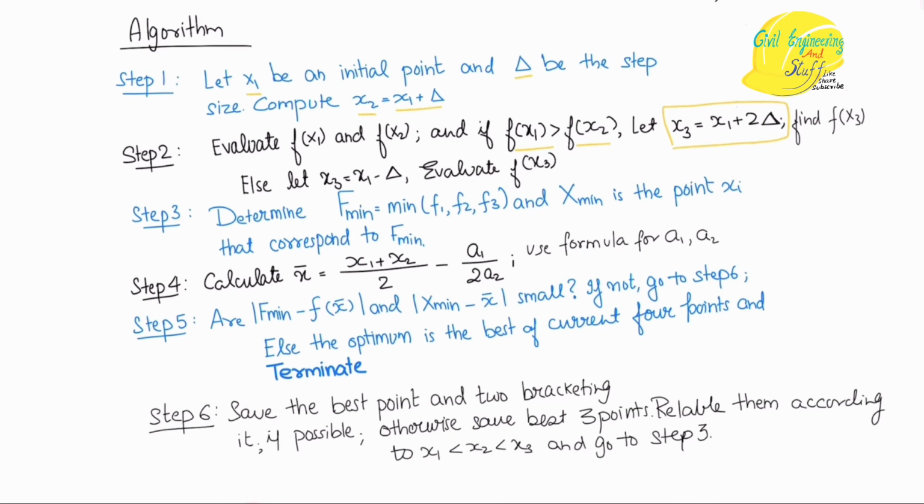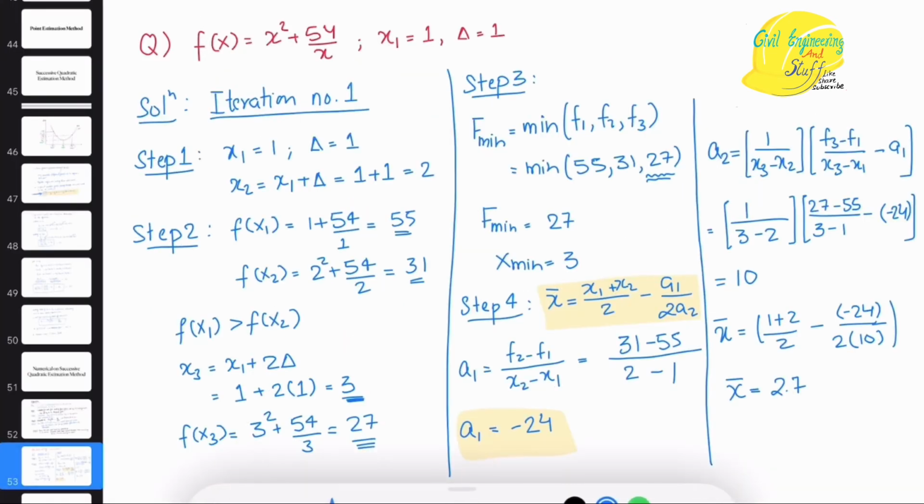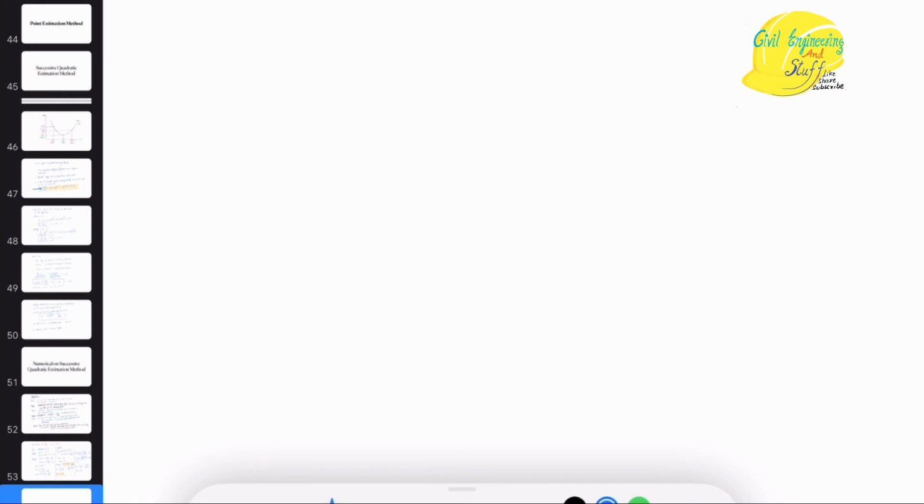So let's find out if the values are small enough or not. But for that we first have to find the value of f of x bar. So f of x bar equals 2.7 squared plus 54 divided by 2.7. This value comes out to be 27.290. Now we'll move on to step number 5.